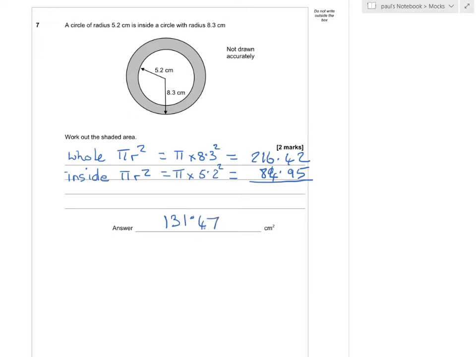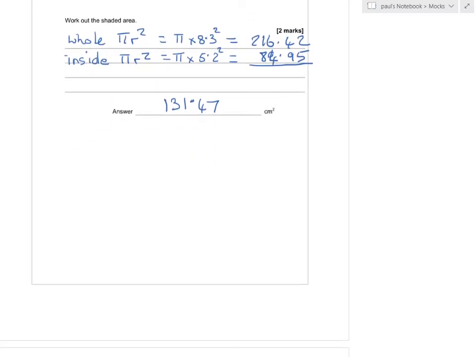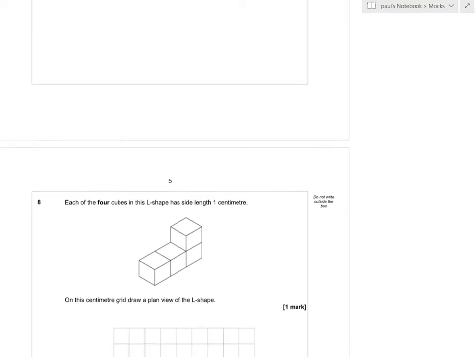If I'd used 3.2, 131.47, yeah, that would be okay. They'll allow you a little bit whether you press the pi button or whether you did 3.14 or 3.142. So a bit either way.